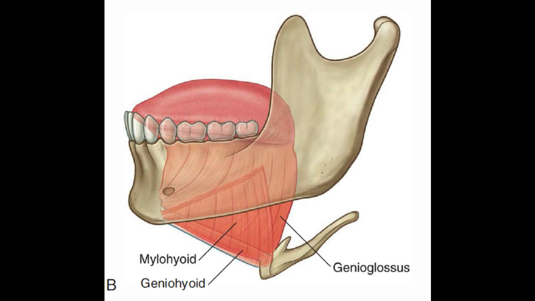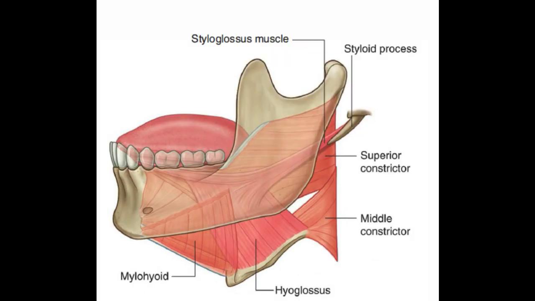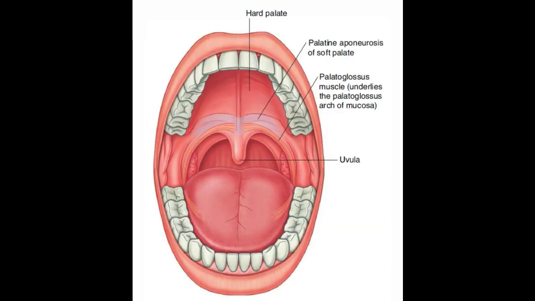Genioglossus originates from the superior mental spines. From the inferior mental spines, the geniohyoid muscle originates. And then let's see styloglossus. Styloglossus originates from the styloid process and inserts into the lateral surface. Similarly, palatoglossus originates from the inferior surface of the palatine aponeurosis and is inserted into the lateral margin of the tongue.